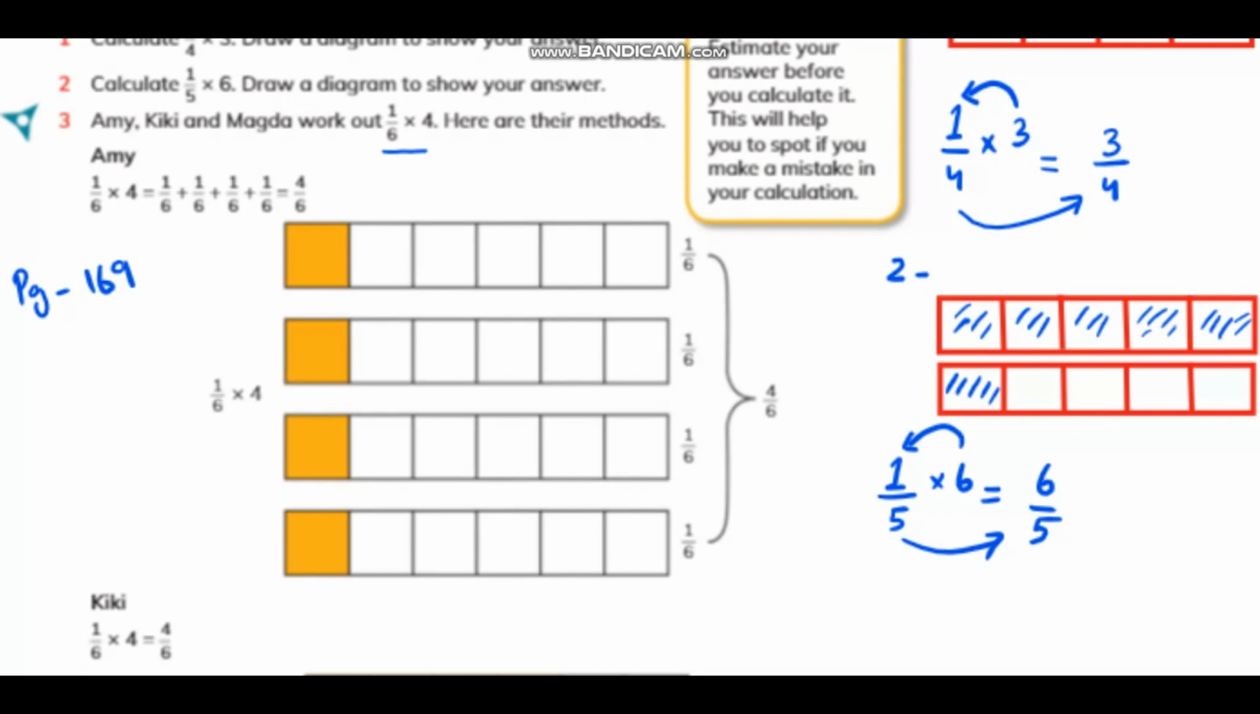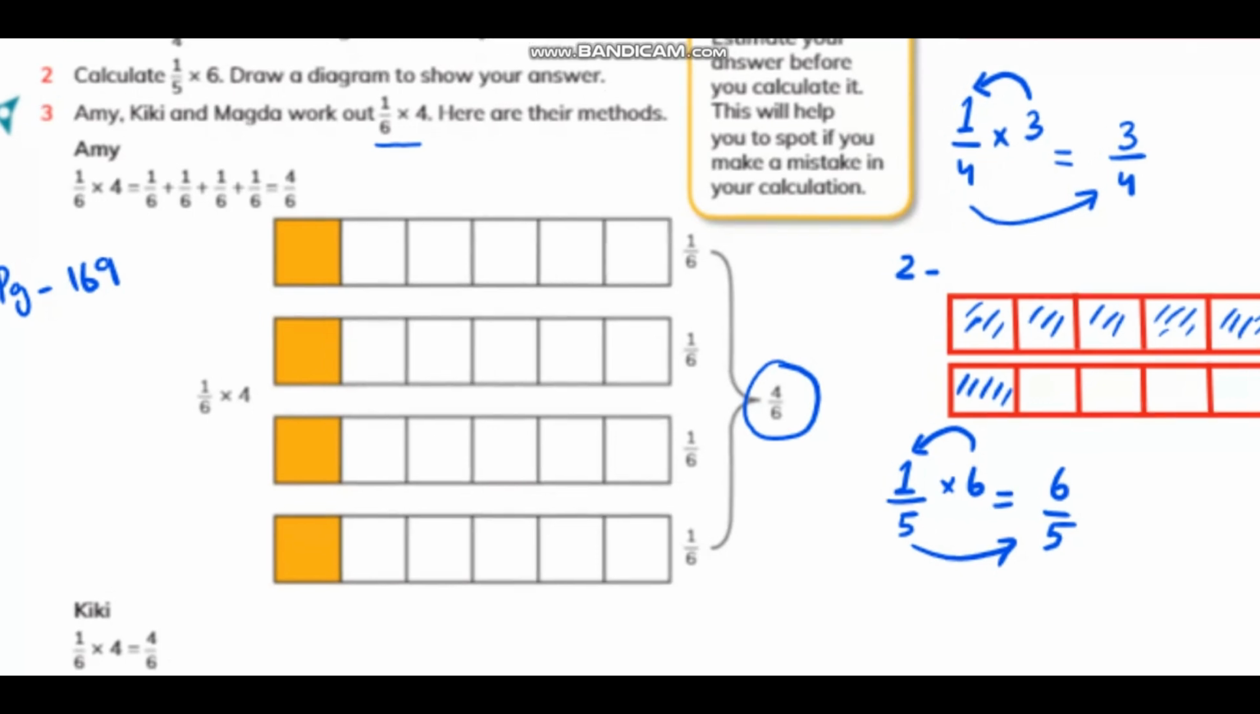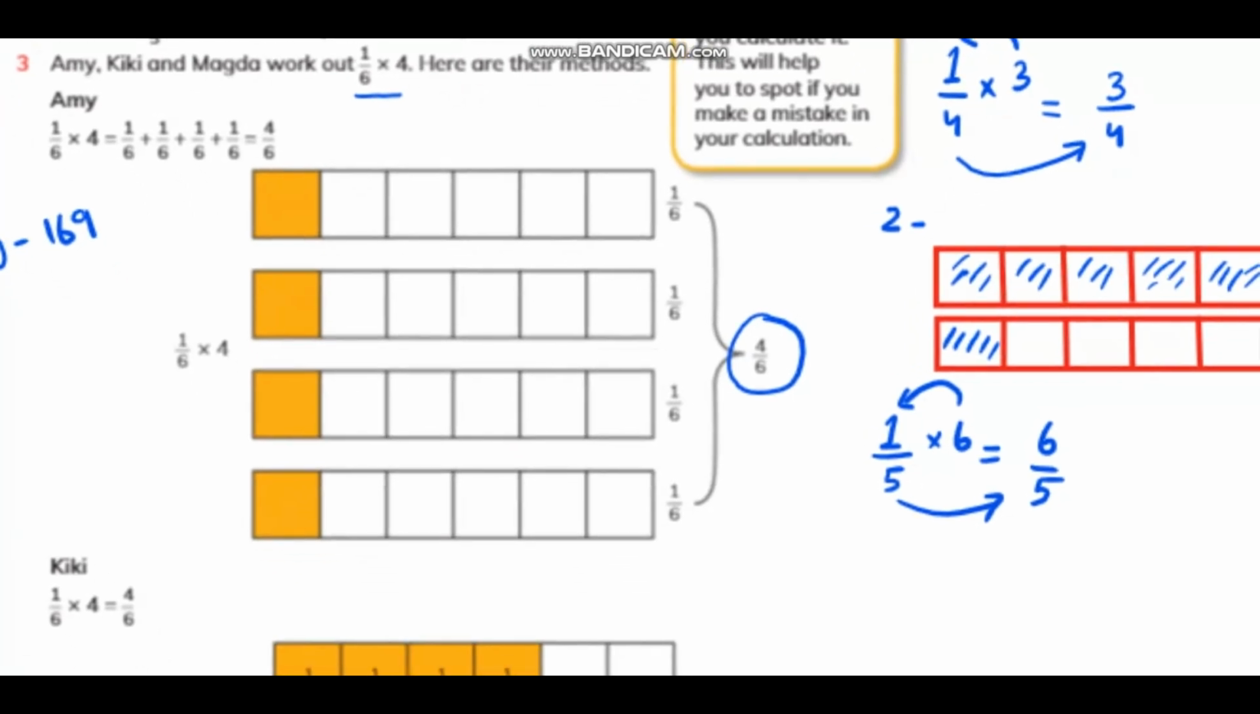Now look, what is she doing? She is drawing 4 diagrams, 1 2 3 and 4. All are equal, 1 by 6, 1 by 6, 1 by 6 and 1 by 6. She is taking one part from each, 1 2 3 and 4. When she adds all the parts, she will get the answer of 4 by 6. So that's how Amy is solving the question.